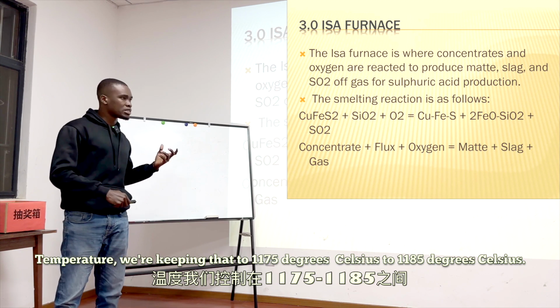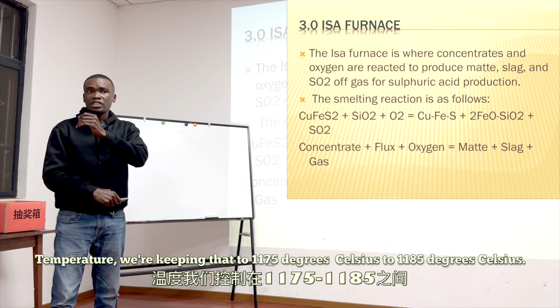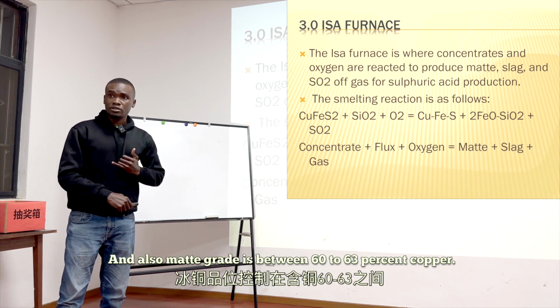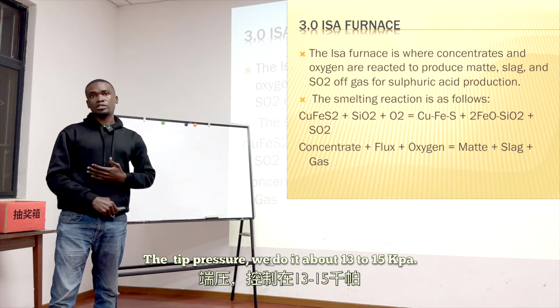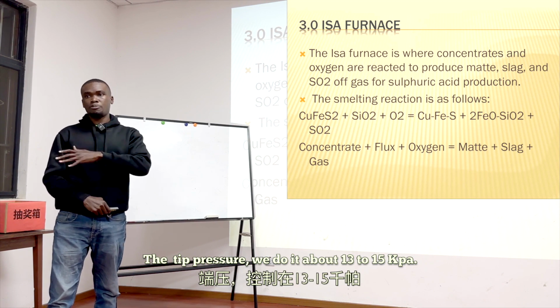During smelting, there are some parameters that we monitor. Temperature, we're keeping it at 1175 degrees Celsius to 1185 degrees Celsius. And also matte grade is between 60 to 63% copper. The tip pressure, we do it about 13 to 15 kPa.